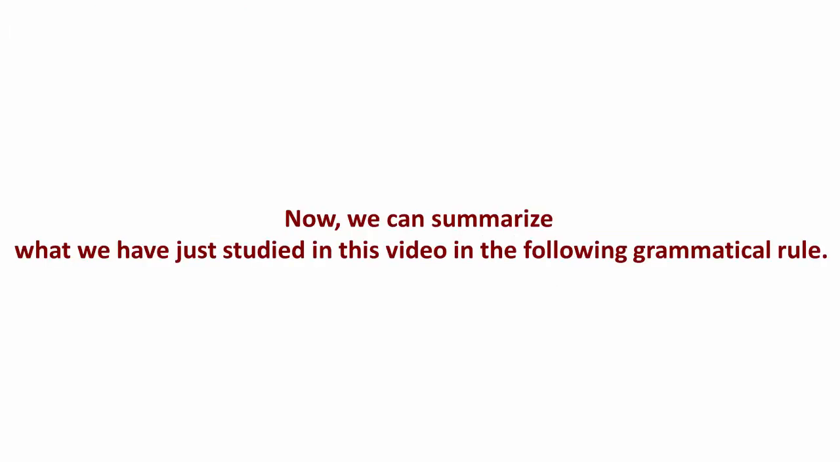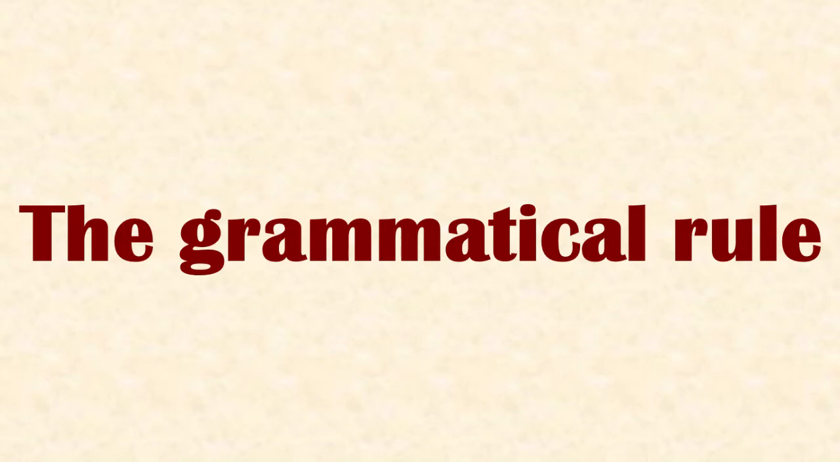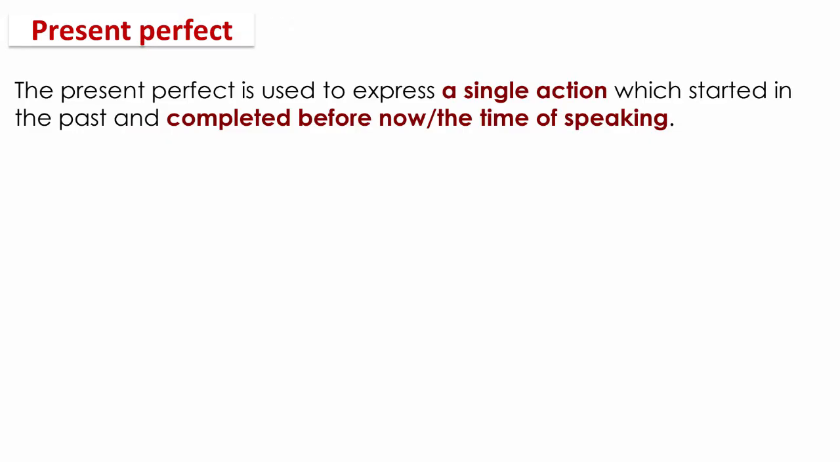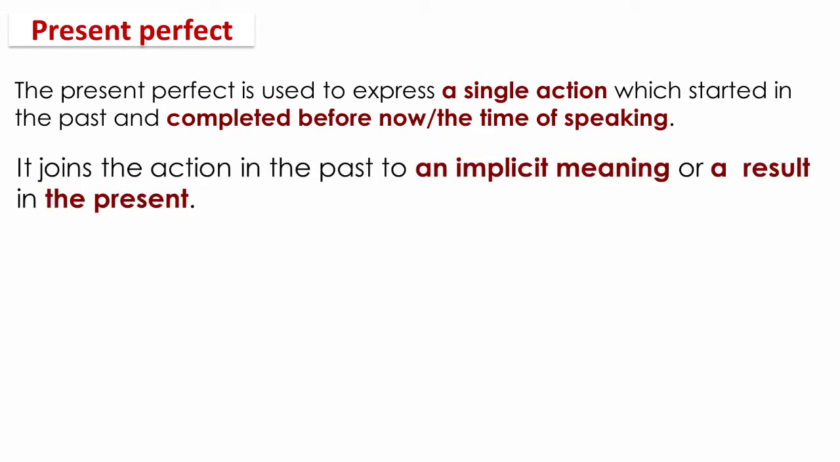Now, we can summarize what we have just studied in this video in the following grammatical rule. The present perfect is used to express a single action which started in the past and completed before now or before the time of speaking. It joins the action in the past to an implicit meaning or a result in the present.